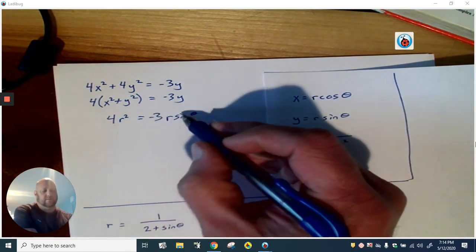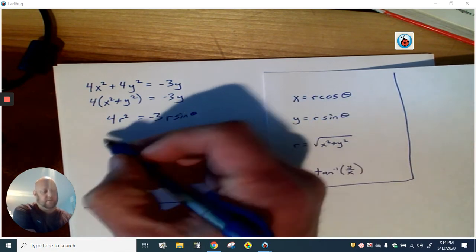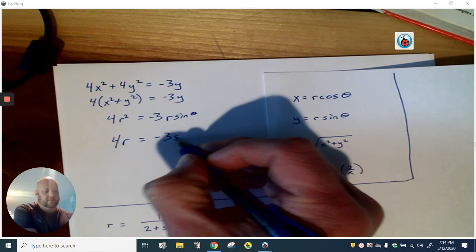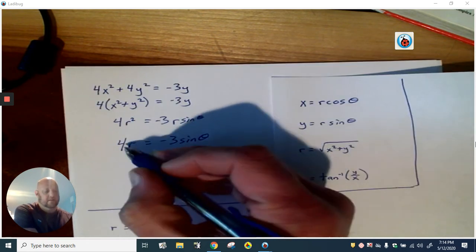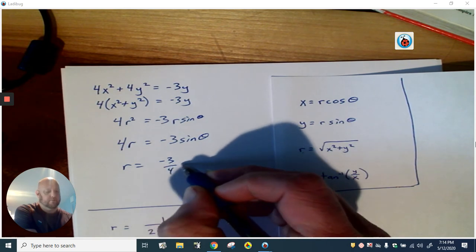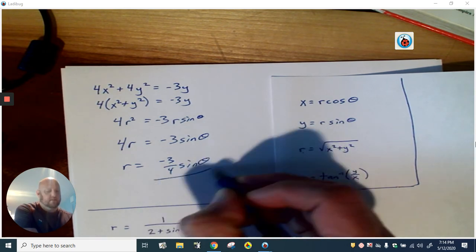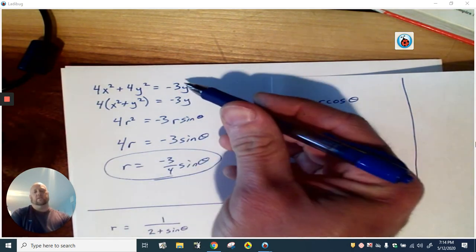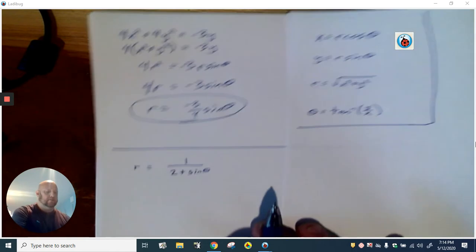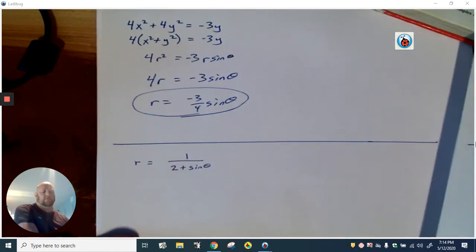Well, an r actually will cancel if I divide both sides by r, leaving me with 4r equals negative 3 sine. And then I can just divide by 4 to get the r by itself. So I'd get r equals negative 3/4 sine of theta. Okay, so that would actually be the same thing as that up there. Okay. Let's try one that looks a little bit uglier in polar form.